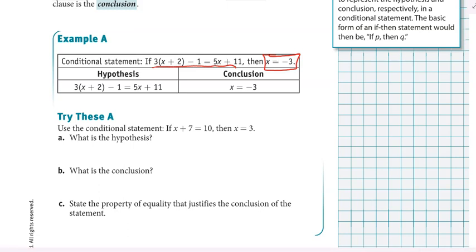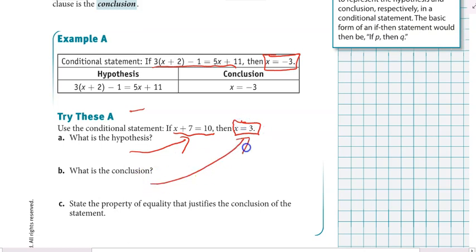So it says use the conditional statement, try this A down here: if x + 7 = 10, then x = 3. What is the hypothesis? That is the hypothesis. And what is the conclusion? The conclusion is everything after the word then, so that is the conclusion. So the hypothesis is x + 7 = 10. The conclusion is x = 3. You'll notice I did not include the word if as part of the hypothesis. It's everything after if, and then is not part of the conclusion. It's anything after the word then for the conclusion.